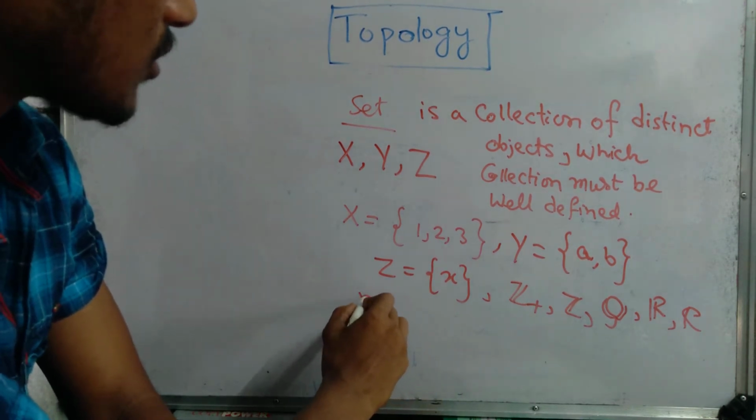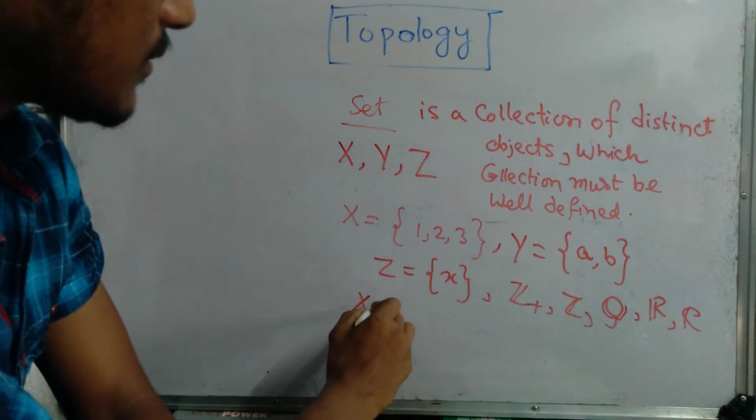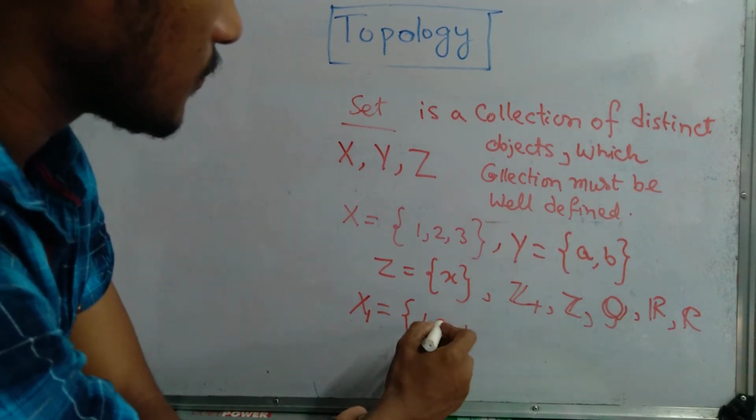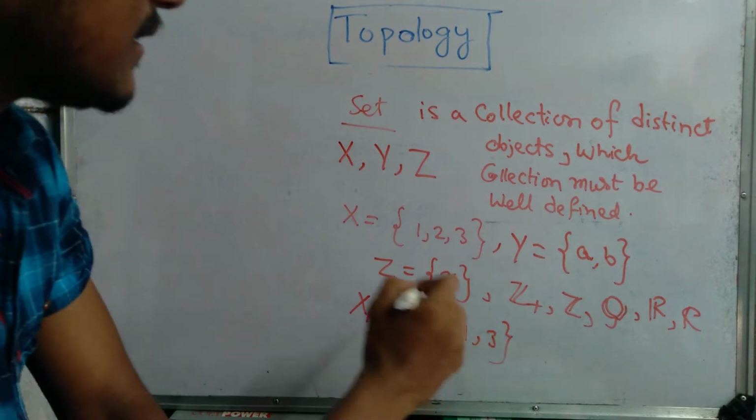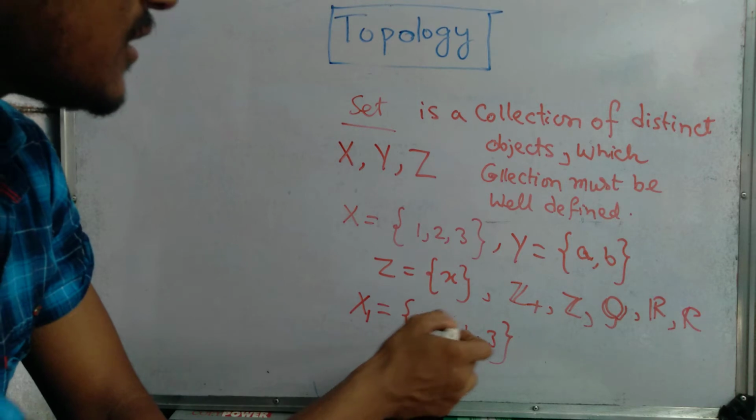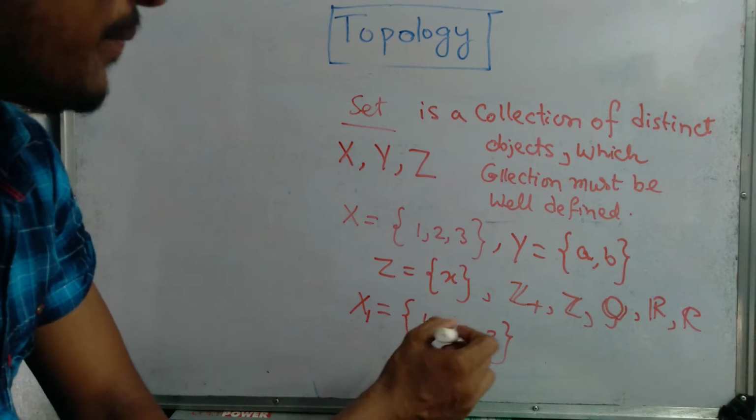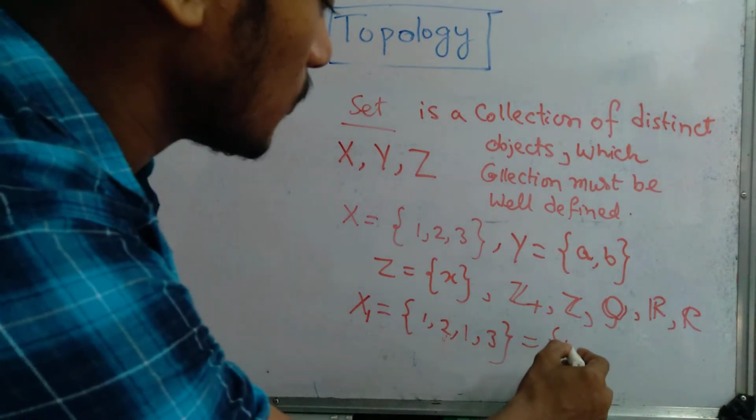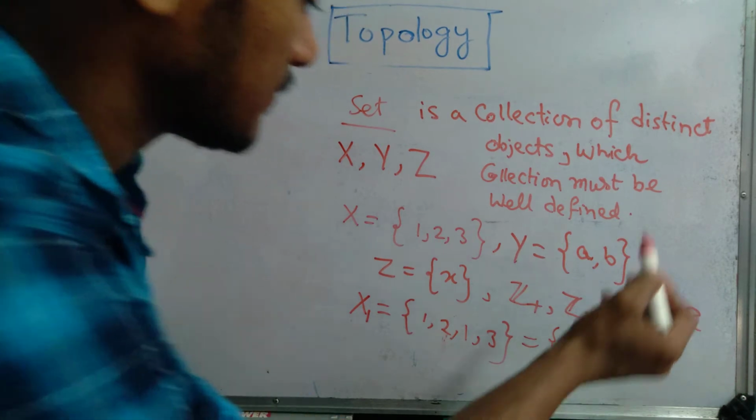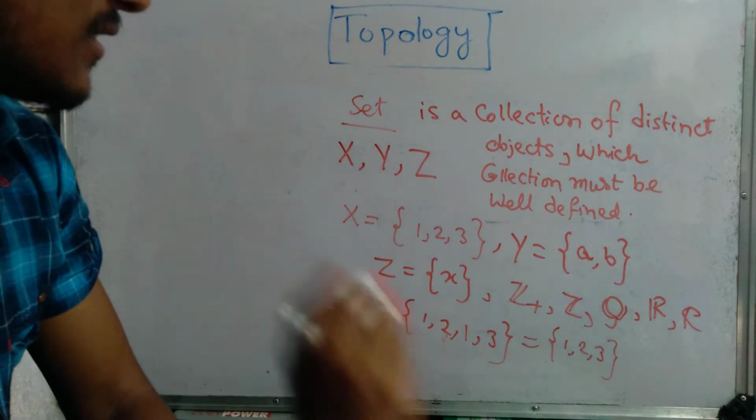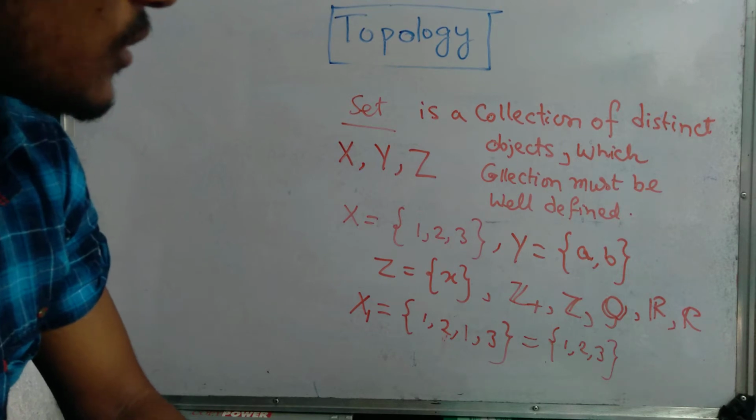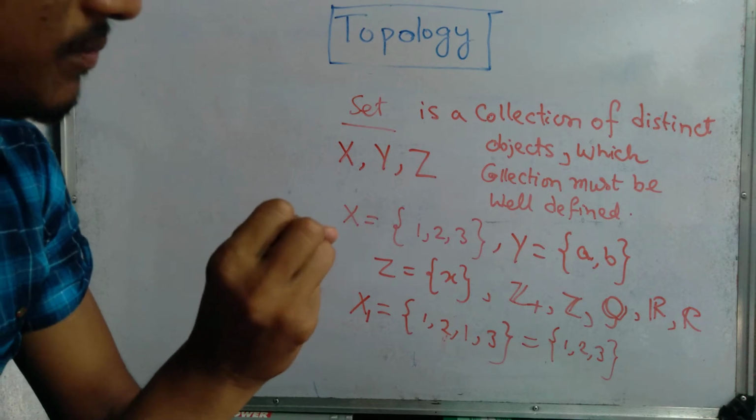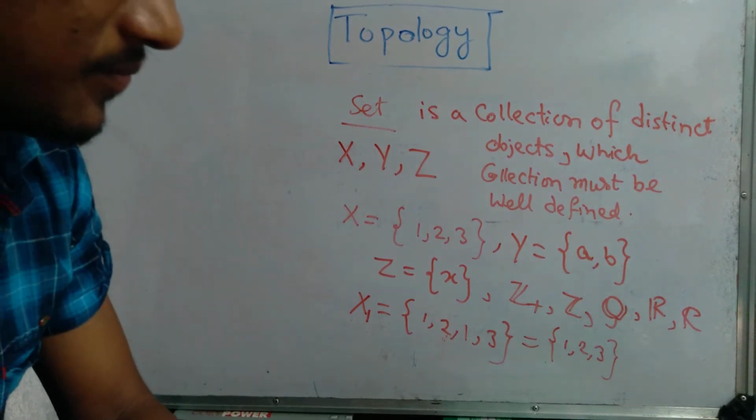Distinct means that if we construct a set X1 = {1, 2, 1, 3}, then this set is not well defined because here 2 elements are the same. So how should we write it? {1, 2, 3} is a better representation of this X1. So we constructed and understood the basic definition and some common examples of set.